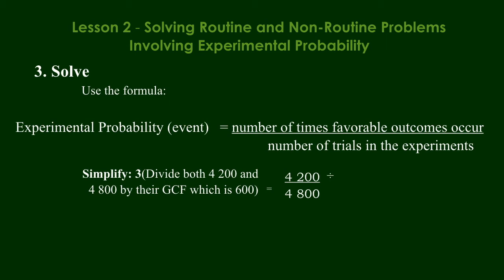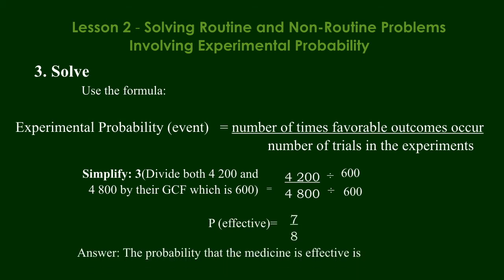Next, we need to simplify. Divide both 4,200 and 4,800 by their GCF, which is 600. 4,200 divided by 600 is equal to 7. 4,800 divided by 600 is equal to 8. So P(effective) is equal to 7 over 8. So the answer, the probability that medicine is effective is 7 over 8.